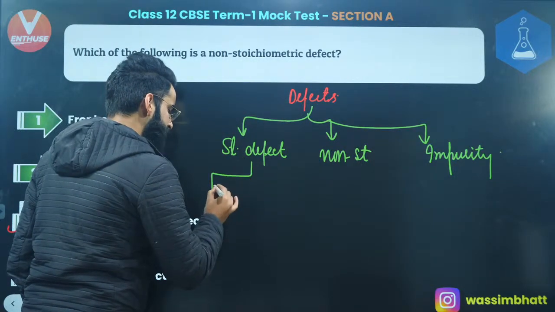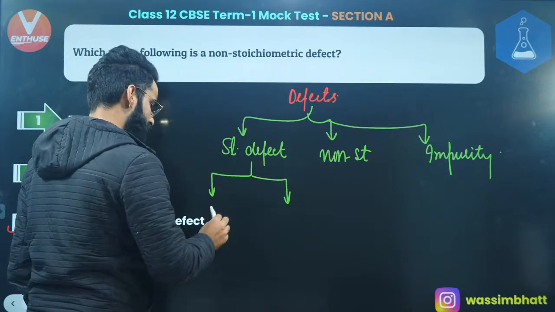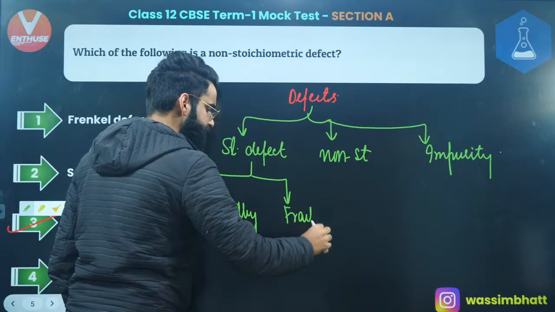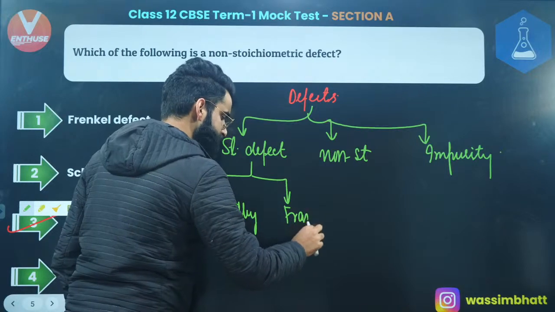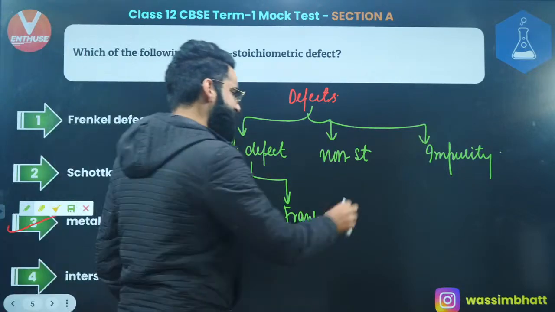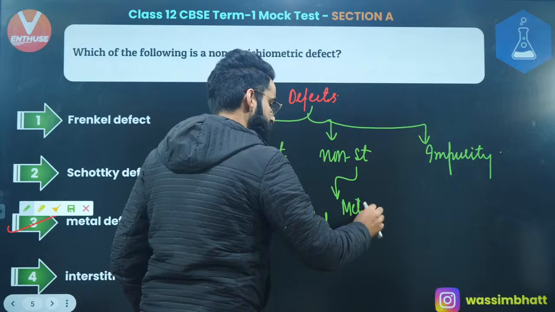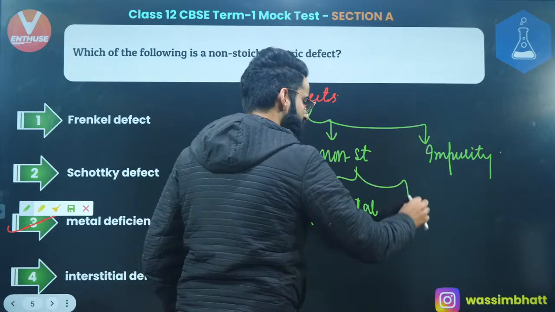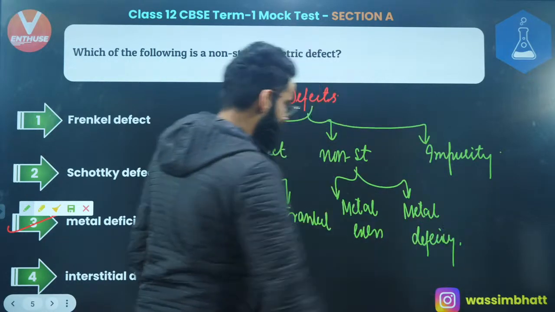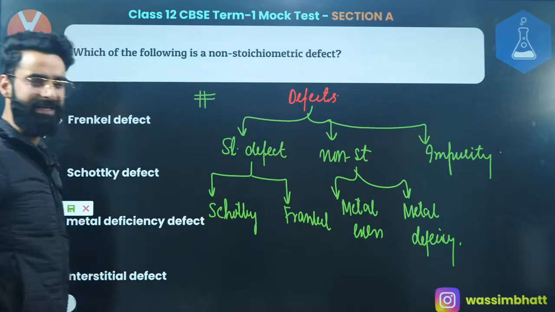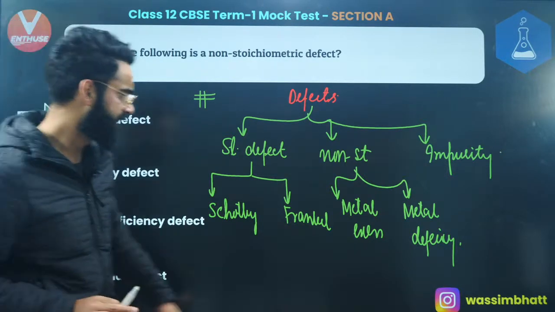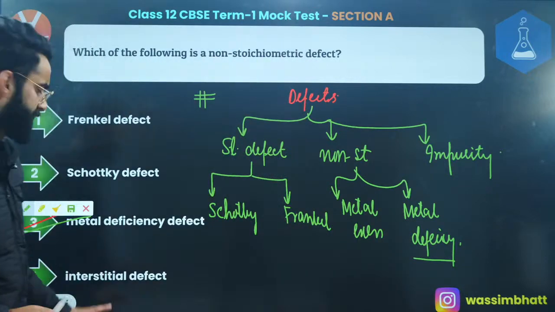Further, if I talk about the stoichiometric defects, there are two types of defects in the stoichiometric one. One is the Schottky defect. One is called the Frenkel defect. Similarly, in non-stoichiometric defects, what do we have? We have metal excess and metal deficiency. We have metal excess defect coming in non-stoichiometric, and we have metal deficiency coming in non-stoichiometric defect. So just remember this chart. From this chart, you can easily classify which one is stoichiometric and which one is non-stoichiometric. So your metal deficiency defect is the example of the non-stoichiometric defect, which is coming over here. I'm sure it's clear to everyone.